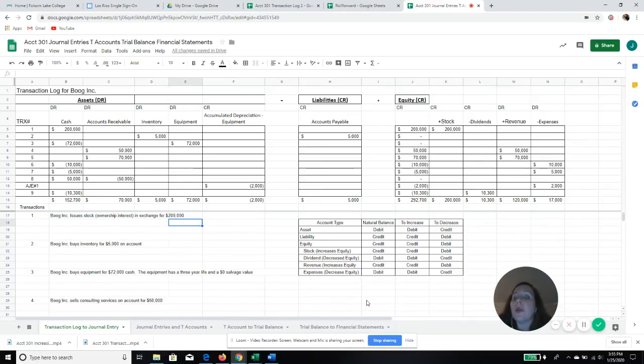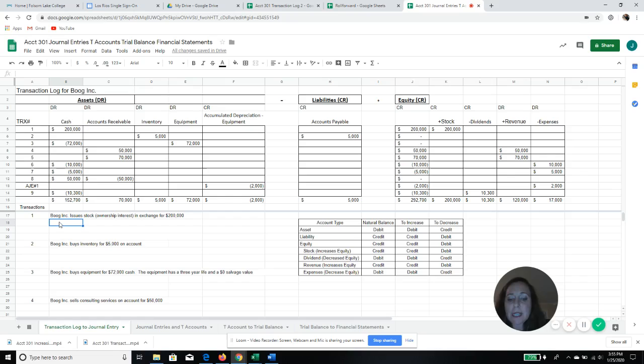Okay, we've completed our transaction log and we completed our chart to help us identify how we're going to increase and decrease accounts. Let's start our journal entries. So first we have our first transaction where Boog Inc. issues cash or ownership interest in exchange for $200,000. We increased cash for $200,000 and we increased stock for $200,000.